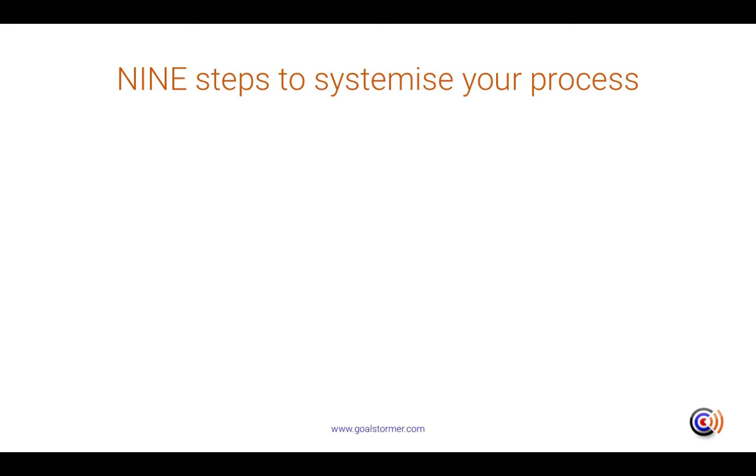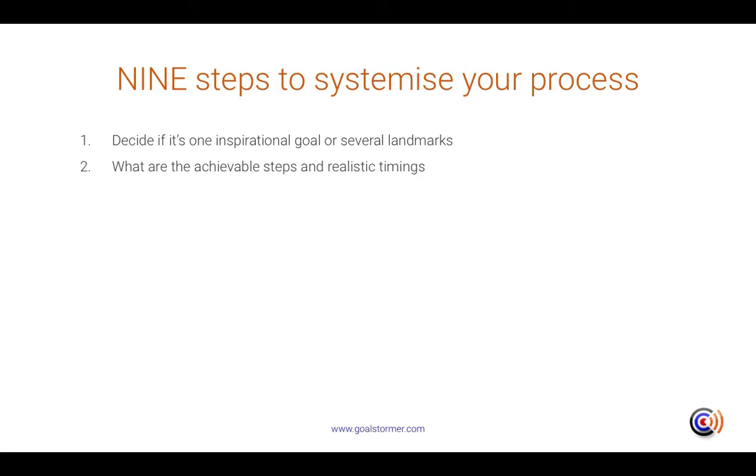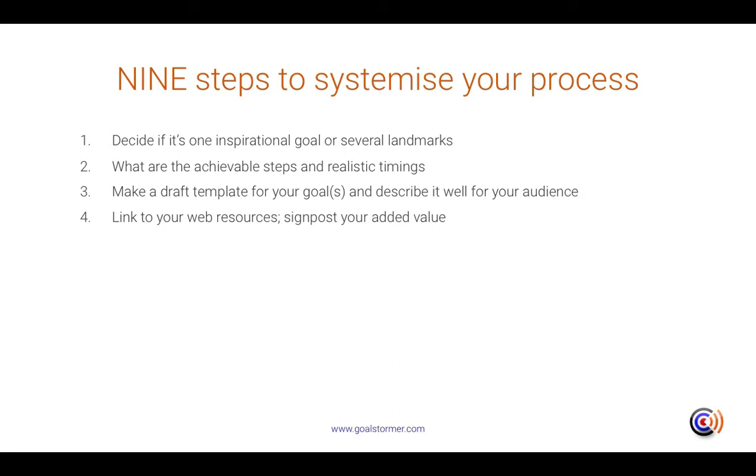So we're going to talk through 9 steps to systemize your process, which I'll go through in detail and show you how it works. But basically we're going to have a look at whether your process results in one goal or many. We're going to break those down into achievable steps and realistic timings, so even big, hairy, audacious goals become achievable. We'll save your goal as a template so that others can access it and use it. I'll show you how you can use your existing resources like web pages, videos, PDFs and so on, and tie those right into your template so that people don't forget how much value that you're adding.